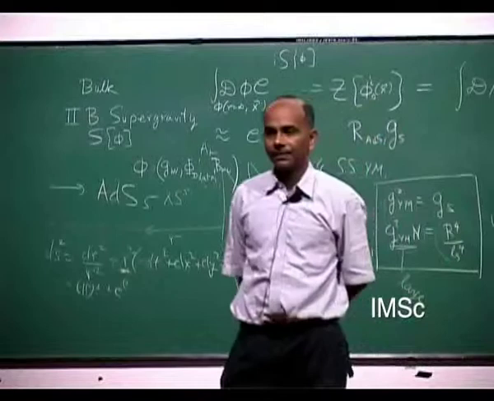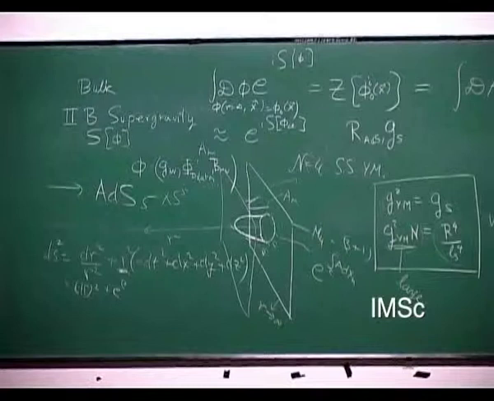You can take, if it's charged, you can take the extremal limit with zero temperature. So there are variations you can do on that. If it's an uncharged BTZ, it's always at finite temperature. But you can put an electric charge on it, and then you can tune it to make it zero temperature.